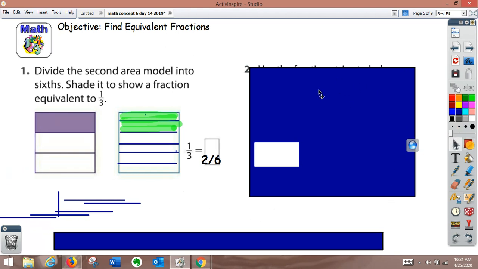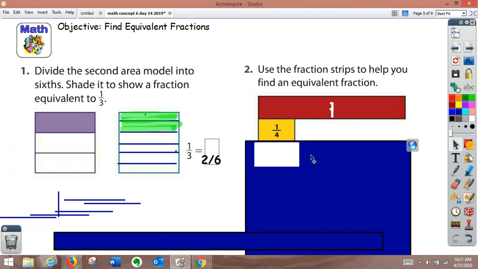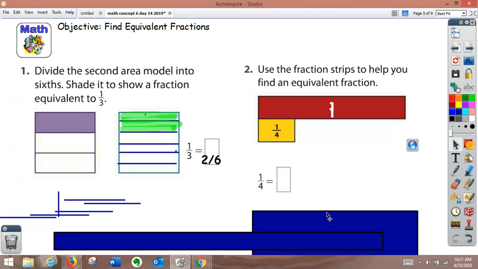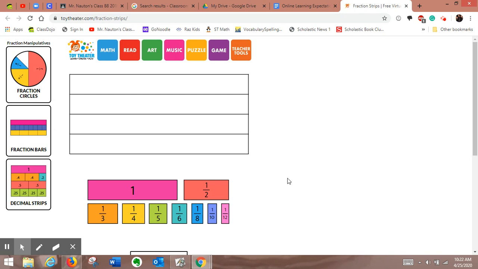All right, look and see what we have here. Use the fraction strips to help you find an equivalent fraction. What is equivalent to 1/4? You want to know what is the same. Remember, equals means the same. What is the same as 1/4? Well, we're going to show you this little tool you can use here. Toytheater.com fraction strips. Let's put that 1/4 up there. And let's try and find a fraction that is the same.